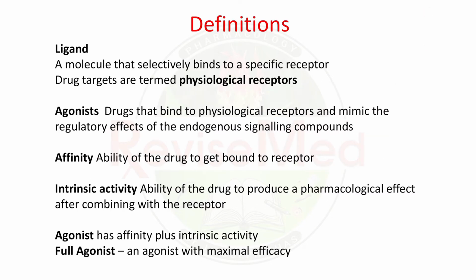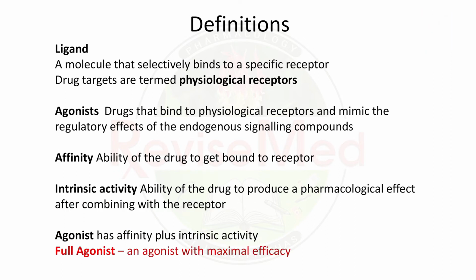We must know some definitions. What is a ligand? A molecule that selectively binds to a specific receptor. Drug targets are termed physiological receptors. What is an agonist? Drugs that bind to physiological receptors and mimic the regulatory effects of the endogenous signaling compounds. What is affinity? Ability of the drug to get bound to a receptor. Intrinsic activity: ability of the drug to produce a pharmacological effect after combining with the receptor.